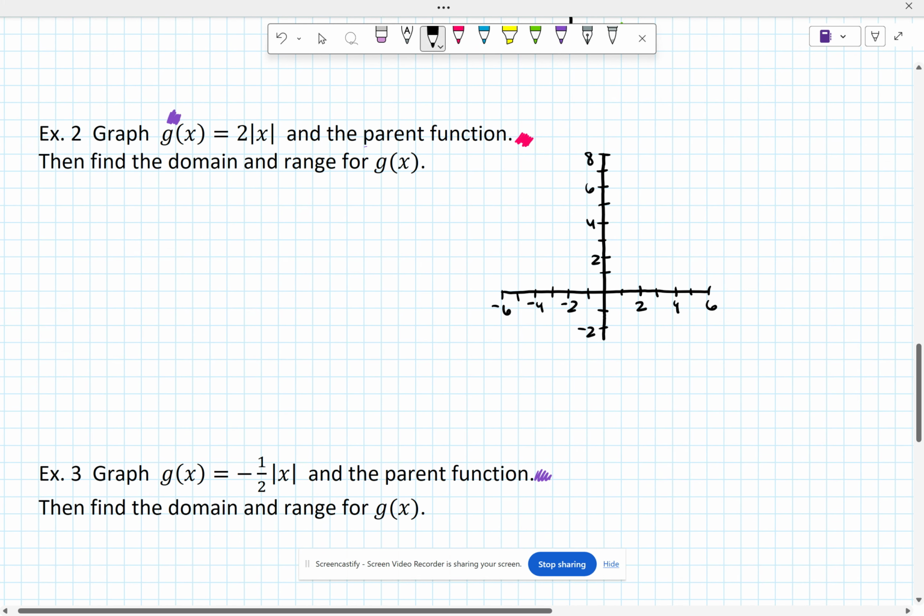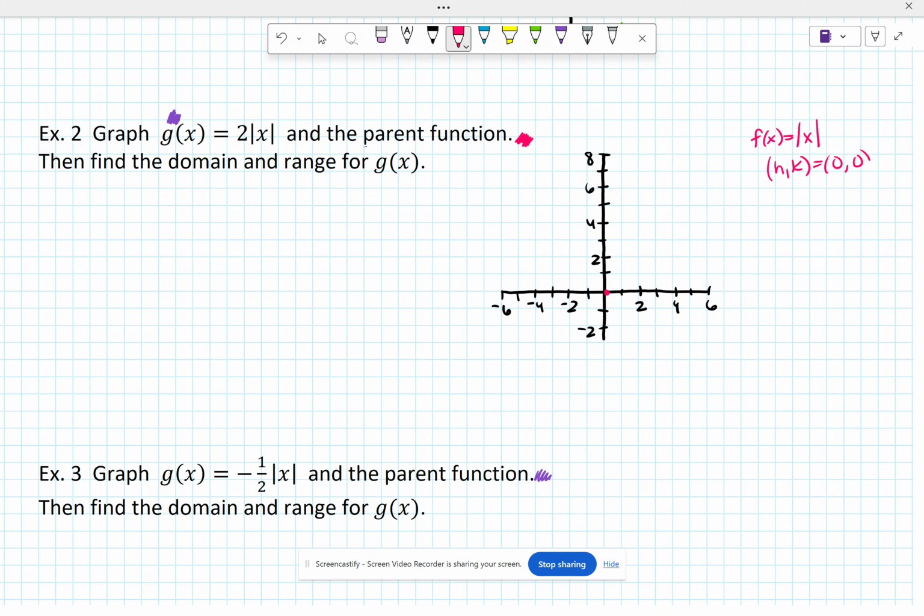Okay, so the parent function, you actually have it above. You could copy it. It's a really good idea to memorize what these parent functions look like. So parent function is just going to be f of x is equal to the absolute value of x, which means that it has a vertex at 0, 0. It has a V shape, and each side has a slope of 1 and -1. All right, so I get the parent function.